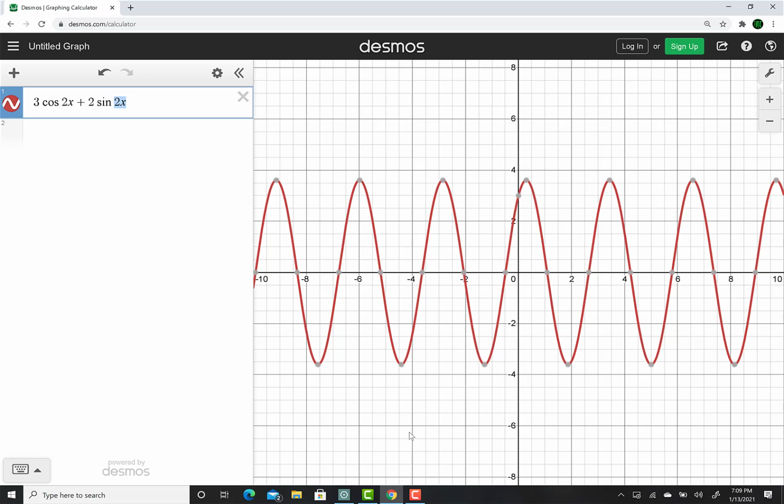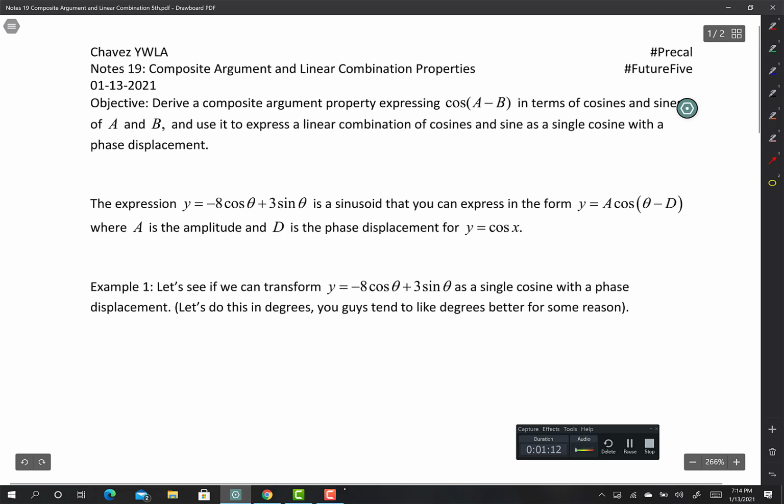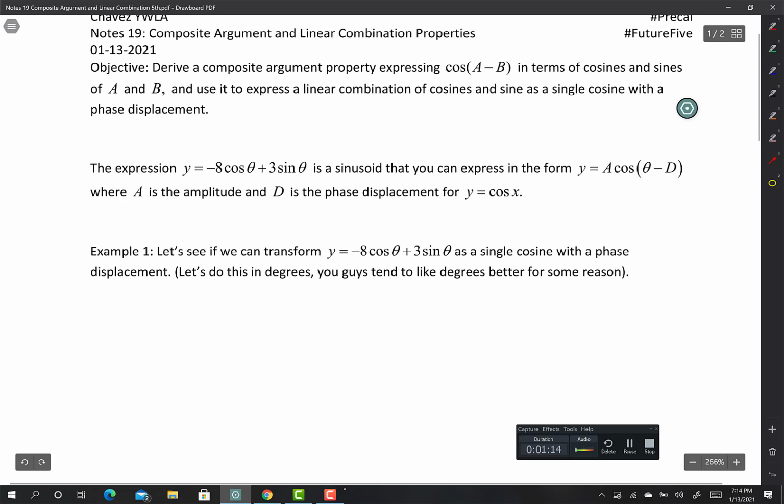So hopefully that made sense to you guys. All right, so let me show you how we're going to do this. Here we go. Let's go ahead and get right into it and do an example 1.